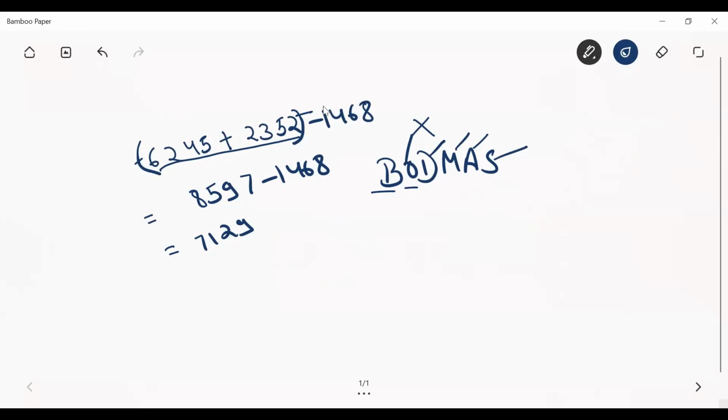Listen, let me tell you, you know it, right? I'm telling for those who don't know. B is bracket. First of all, we are opening the bracket. For opening the bracket, what will we do? We don't have multiplication here, division here, and of. What is there? Addition. We have addition, right? So first we will add these two and then we will do minus. Got it?